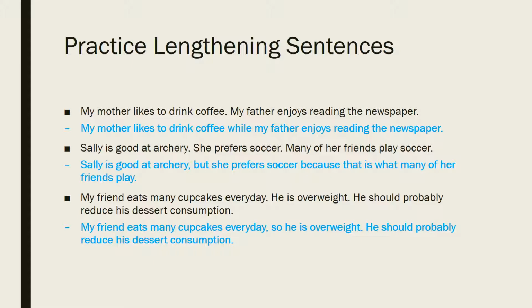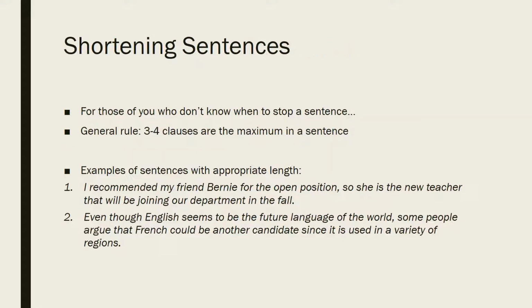And then finally, again, it's just 3 sentences that could easily be combined. So I just combined the first 2 because he is overweight. It's just a really short sentence. So I changed the last one to, my friend eats cupcakes every day, so he is overweight. He should probably reduce his dessert consumption. That last sentence is a simple sentence, but I think it's fine as is. Again, you want to use a variety, so some simple sentences are good. You just don't want to use only simple sentences.